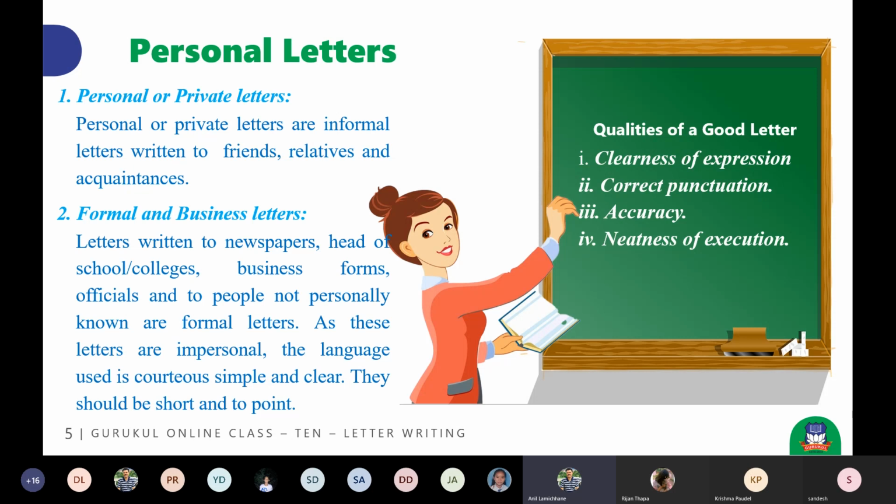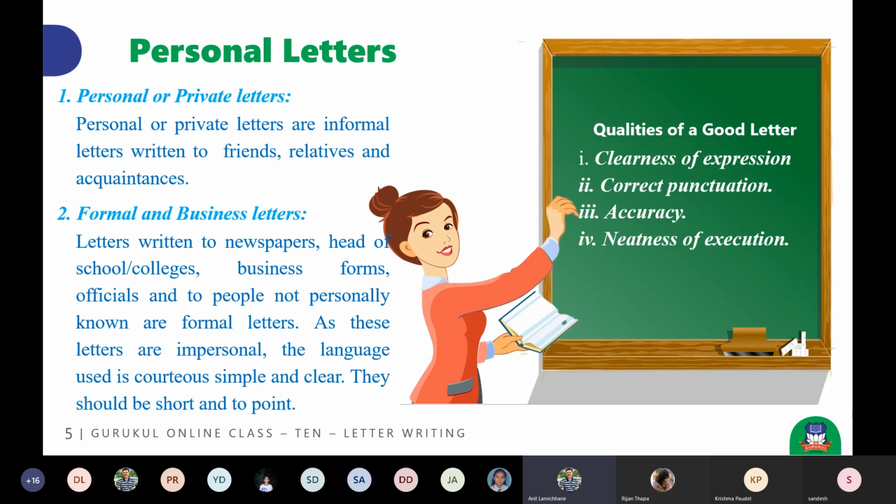they are also formal. And to these institutions or organizations, formal letters are to be written: to the newspaper, schools, colleges, business firms, officials, other offices, government offices. As these letters are impersonal, the language used is courteous, simple and clear. This should be short and to the point. To the point means brief.